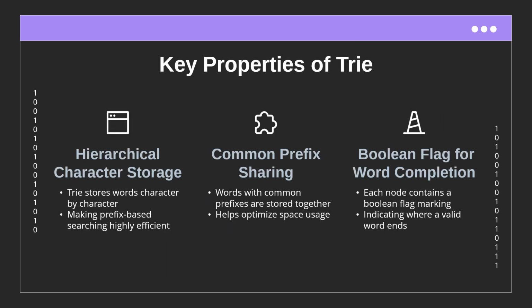Now let's talk about the key properties of a trie. Firstly, a trie stores words character by character, making prefix-based searching highly efficient. Secondly, words with common prefixes are stored together. This helps with optimizing space usage. Thirdly, each node contains a Boolean flag, indicating where a valid word ends.